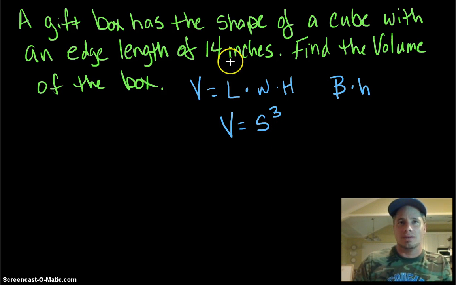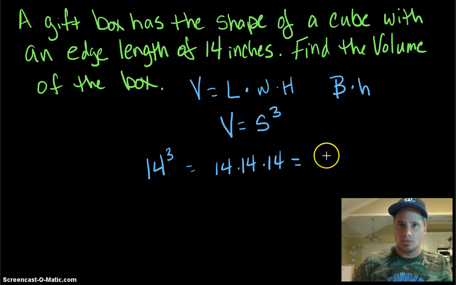Okay, so if this has an edge length of 14 inches, I substitute 14 in. That's 14 cubed. That is the same as 14 times 14 times 14. And because I've already done this, this is equal to 2,744. Now remember, if I cube the number, I have to cube the units. The units are inches, so that gives me inches cubed.